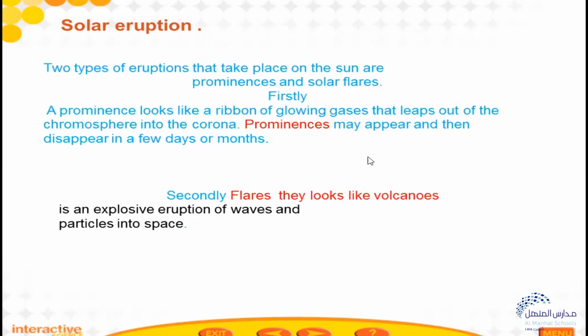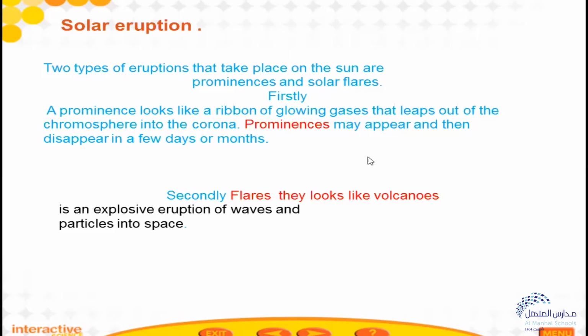What about flares? Flares have a nickname, which is volcano. They are explosions like a volcano. It's an explosive eruption of waves and particles into space. So we have sun prominences and sun flares. This is a part of yesterday and today. By this we come to the end.